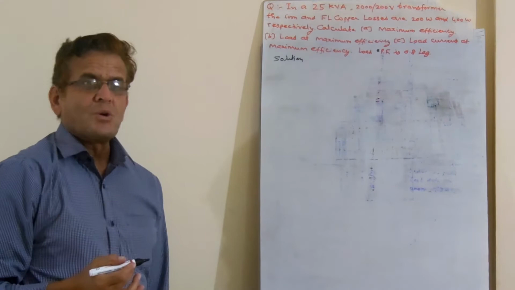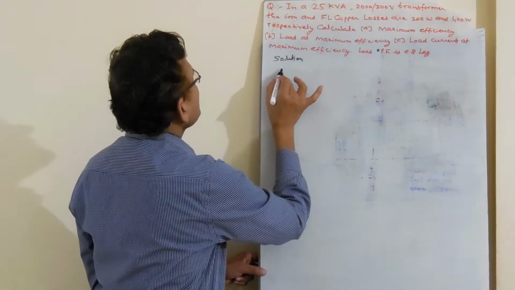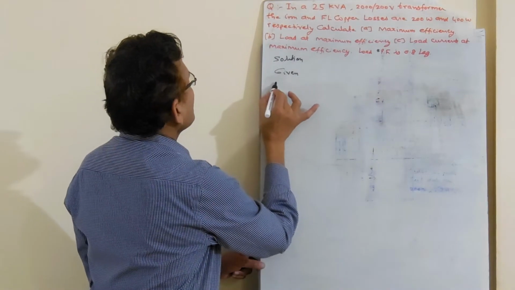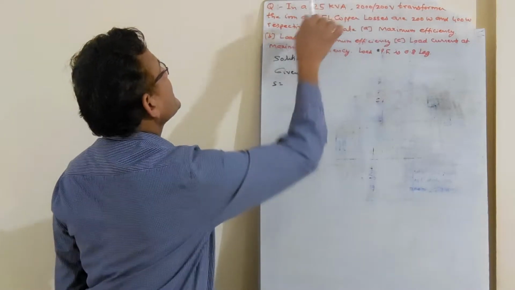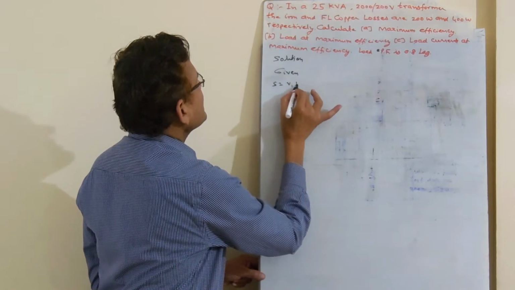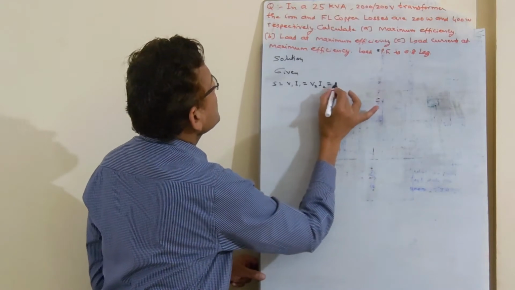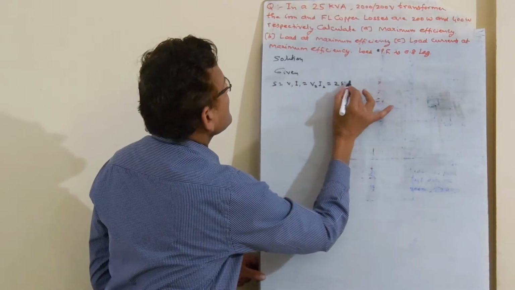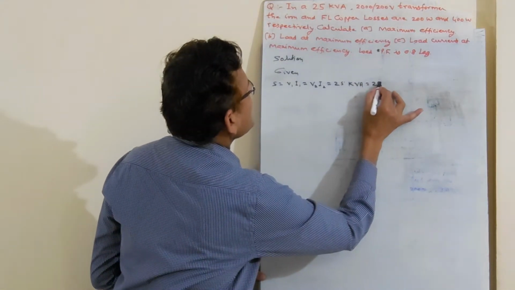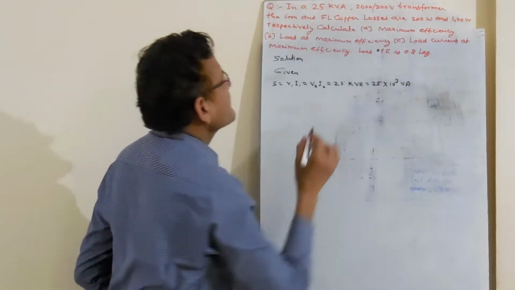So first we will note the various given values. The rated kVA rating is 25 kVA, then S is equal to V1 I1 is equal to V2 I2 is equal to 25 kVA, which is equal to 25 into 10 to the power 3 volt ampere.